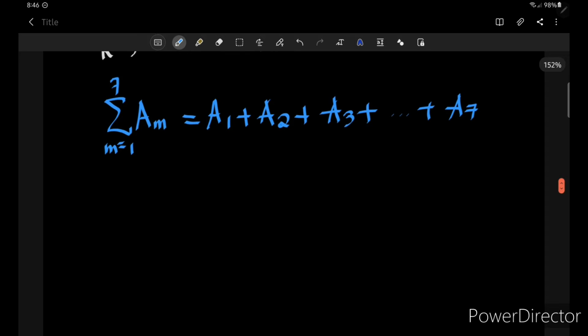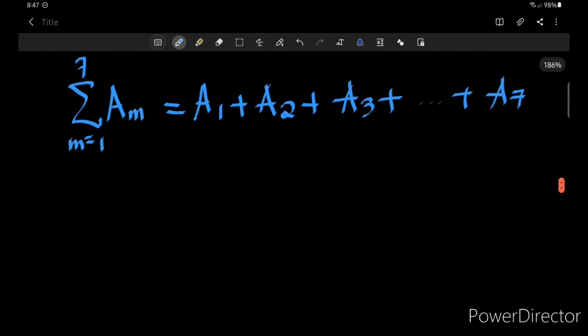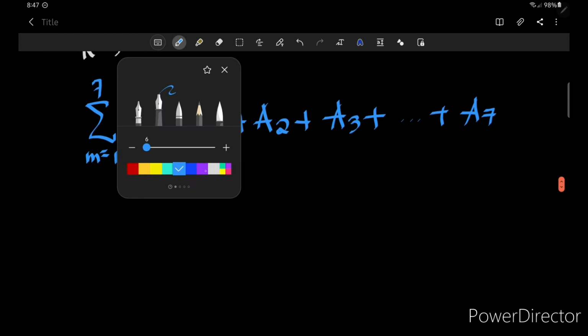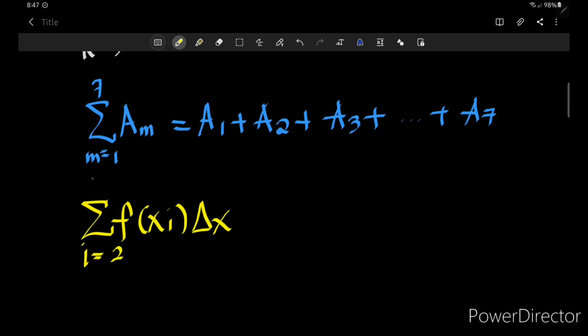Or in calculus problems, there are many things where you are concerned with area, so we can insert this, the A, that means area. You are adding areas. Now, let's take one with a delta. Say we have the summation of f of x sub I delta x, where I ranges from 2 to 7.